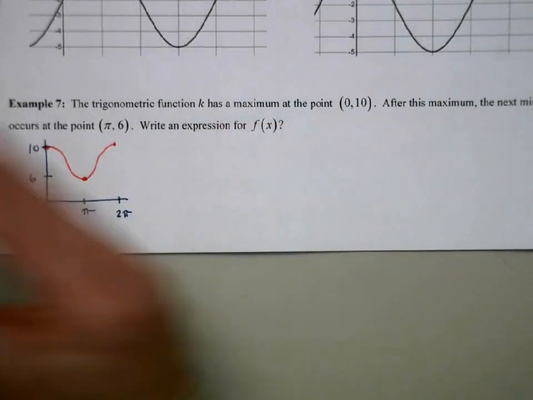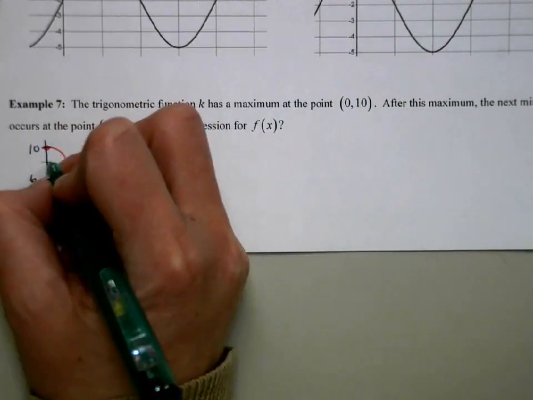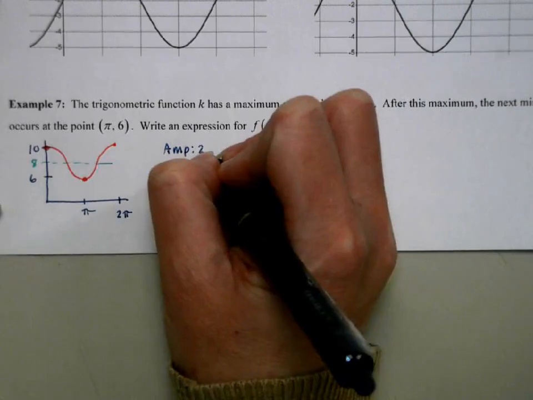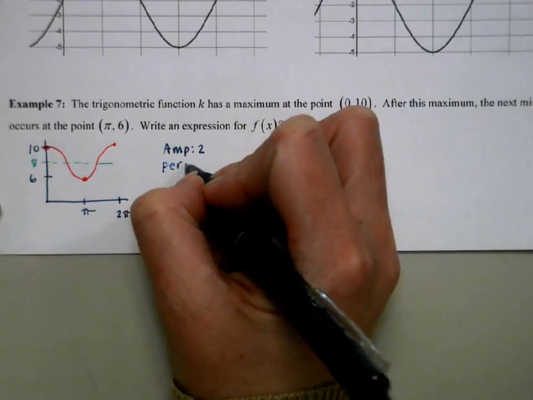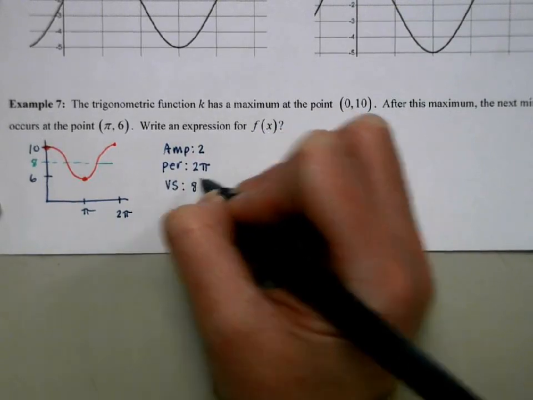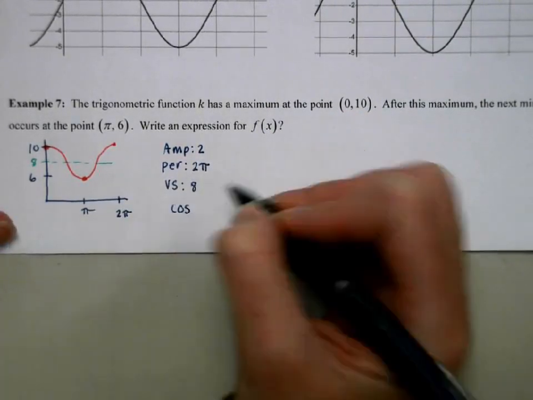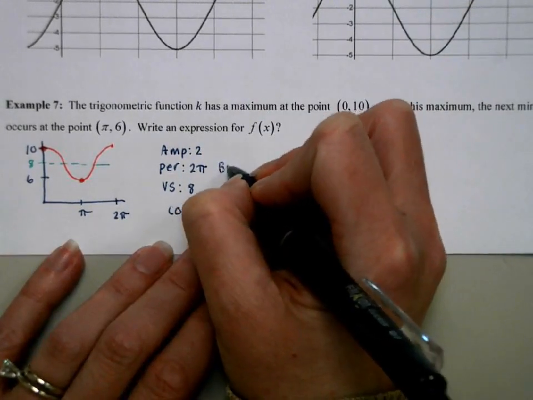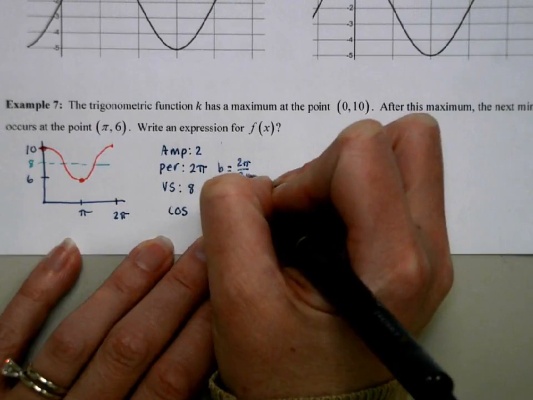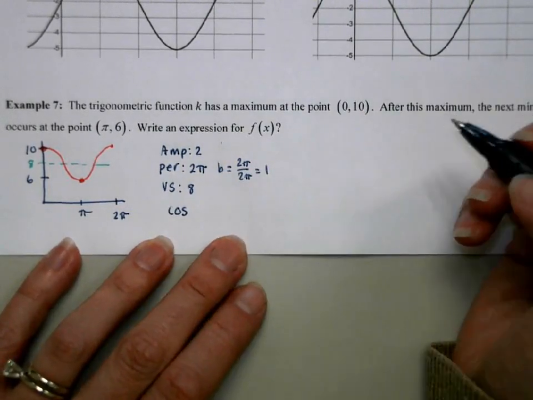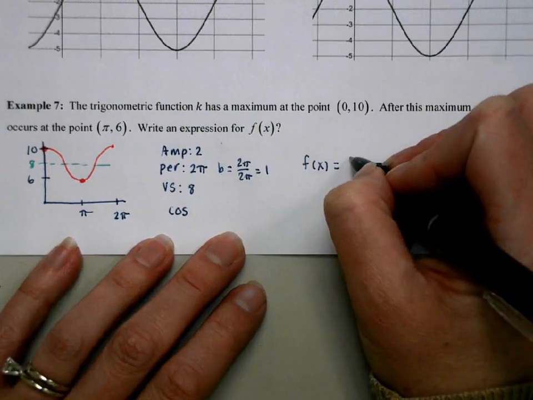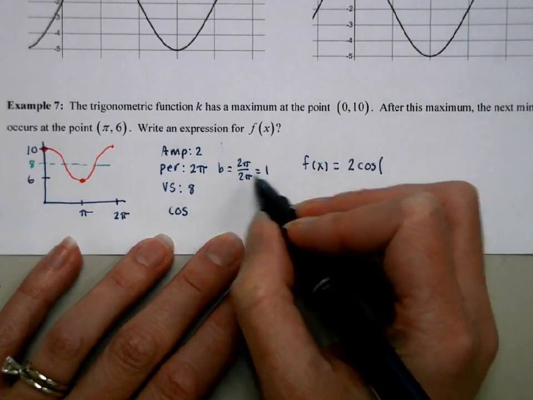The amplitude, let's go ahead and draw in our midline, which would occur at 8. Amplitude is going to be 2. My period is 2 pi. My vertical shift is 8. And if I'm starting at the maximum, we have a cosine. So if my period is 2 pi, my b is 2 pi over 2 pi, which is 1, which makes sense because cosine and sine have a period of 2 pi. So my function f of x is going to be a positive 2 cosine 1x plus 8.